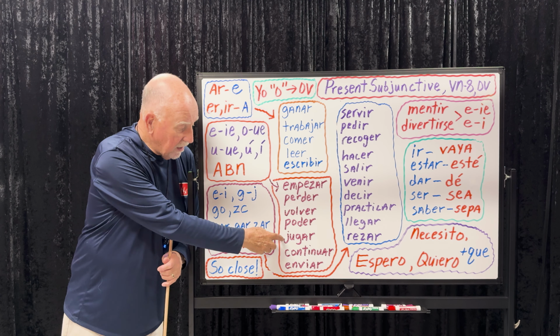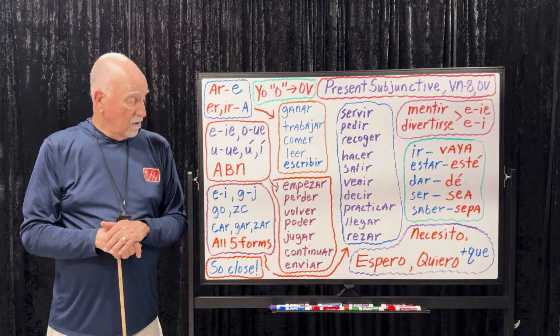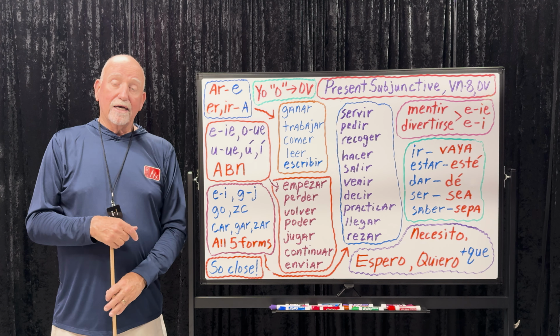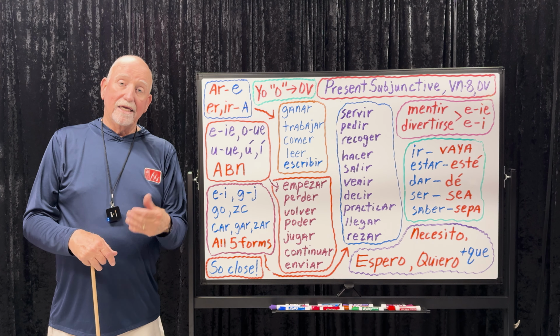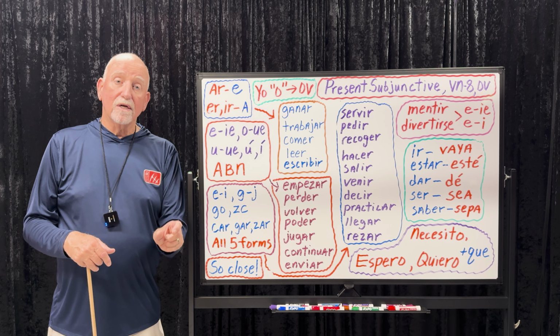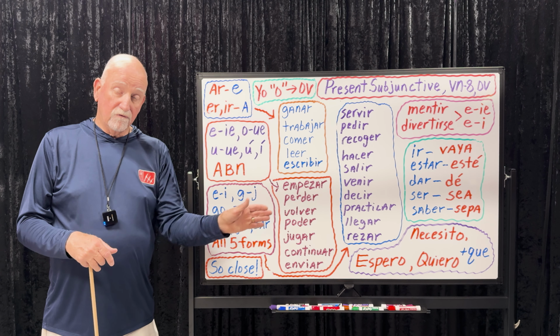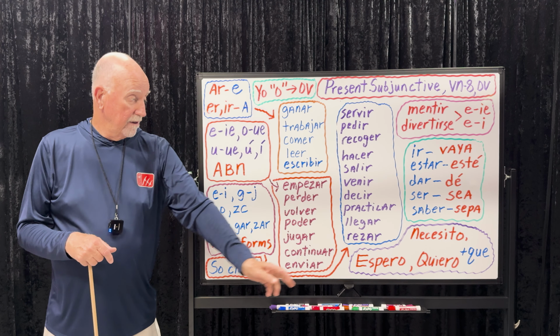Let's go with jugar. Well, we know it's a UE. Llegar. Same thing. It's a UE. Llegar. Llegue, llegues, llegue, lleguemos, lleguen. We need the U on practiquemos and lleguemos all the way through for all 5 forms for both verbs to maintain the integrity of the hard sound of the infinitive.